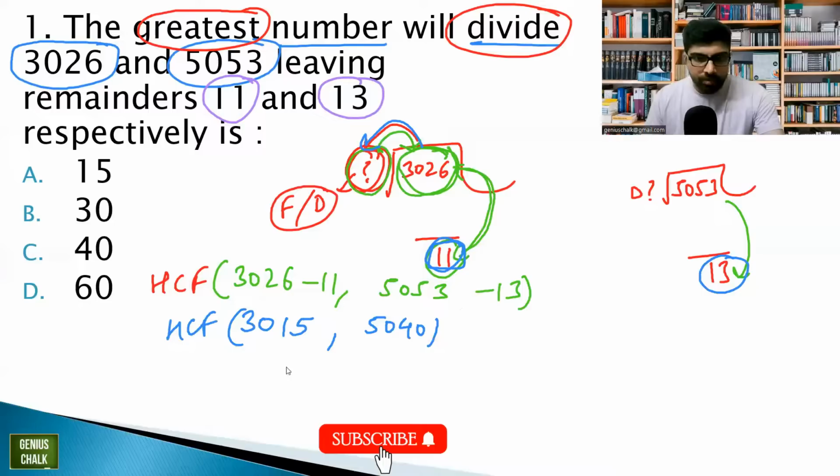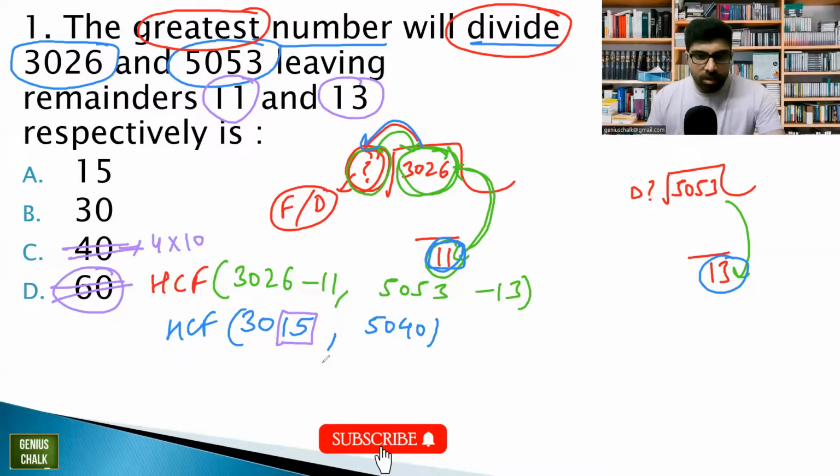So now I need to find the HCF of this. Now if you check, does this number cancel by 60? 5 sixes are 30, but 15 does not cancel. This option is cancelled. Does this number cancel by 40? If it is 40, then it should be divisible by 4 as well as 10, whereas it is not divisible by 4 because the last two digits are not divisible. So this is also cancelled.